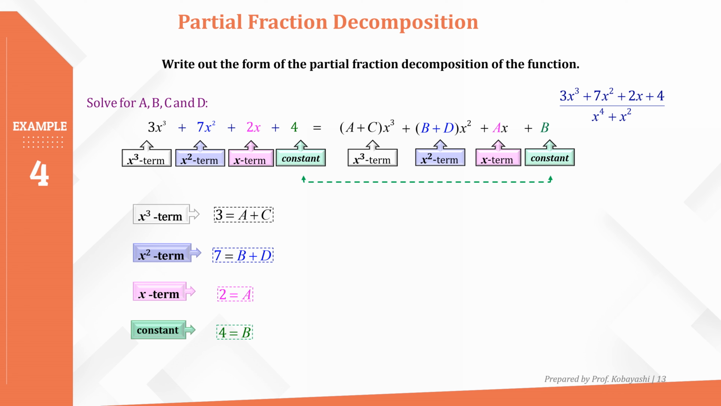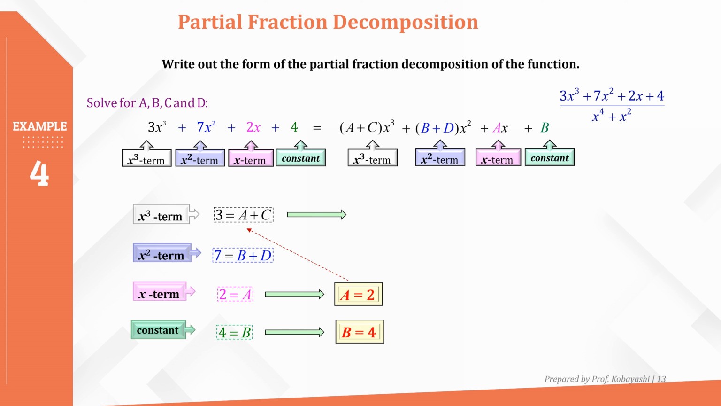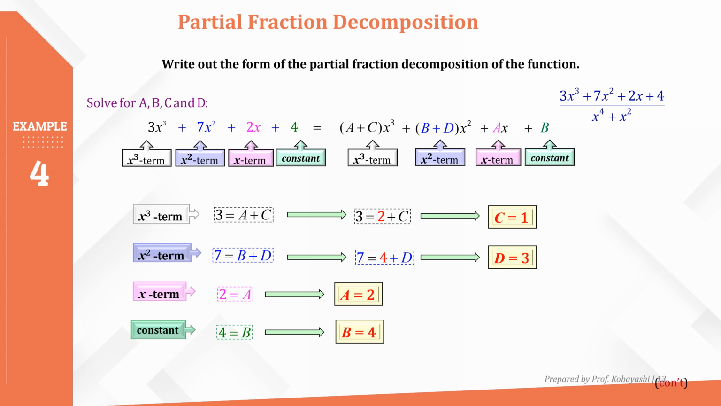From the x term, we know A equals 2 and B equals 4 from the constant term. Now we need to find out the values of C and D. Since we know A equals 2, substitute A equals 2 into the first equation to get C equals 1. Similarly, substitute B equals 4 into the second equation to find out D this time. We get D equals 3.